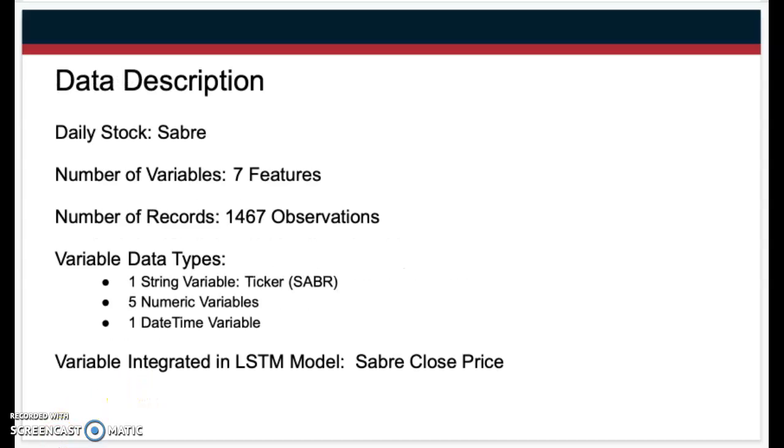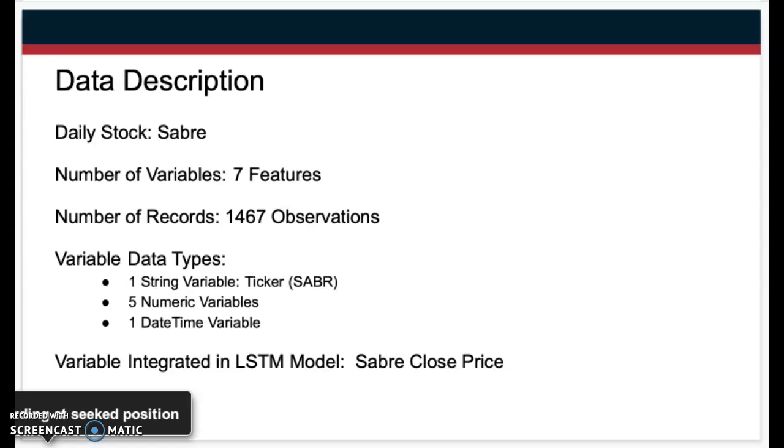The time series data that I collected, I scraped from Yahoo Finance using an API in Python called Yahoo Fin. I scraped all relevant information for Sabre stock over the past 5 years. It included 7 features and 1,467 observations.